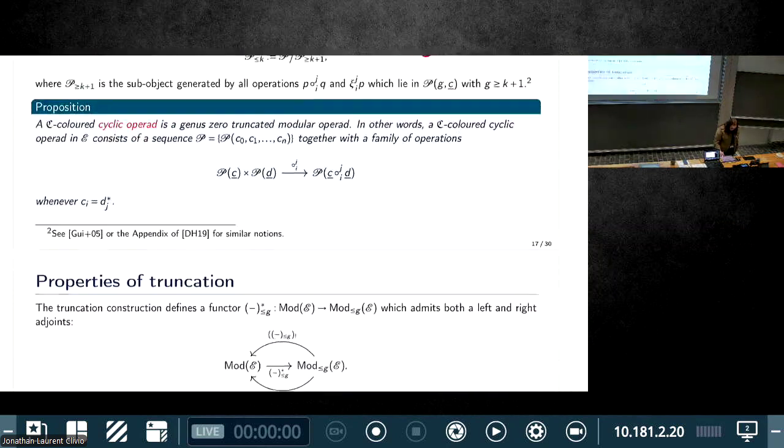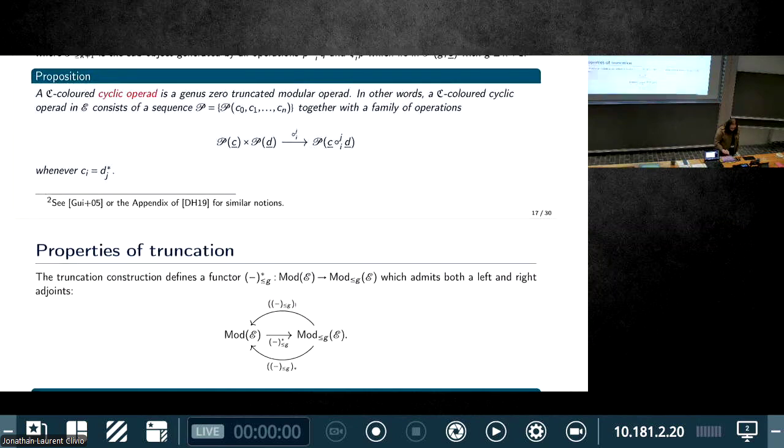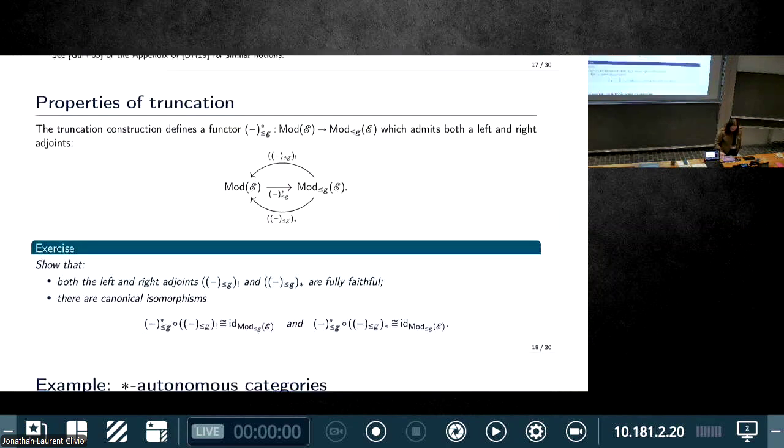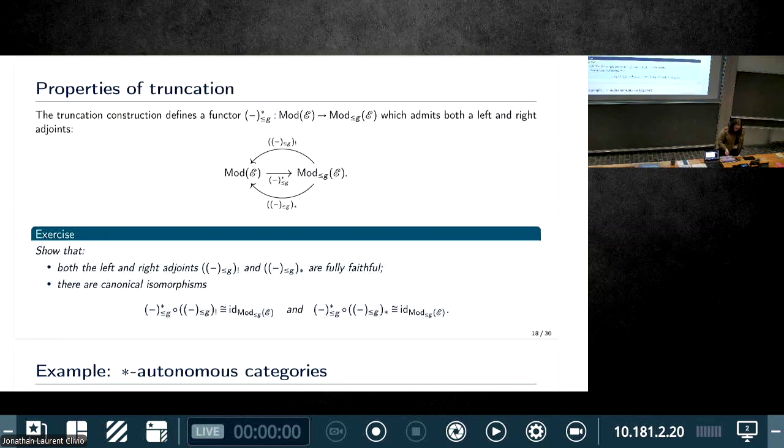Now, I will say that without the genus grading, I don't really know how to prove this. It's often said just in general for graphs, but I don't really know how to do it. But let me just give you some properties of truncation. In fact, in any of these cases, I can define a functor from modular operads in general down to genus G truncated, sorry, killed off operations for any G or K. And this has both a left and a right adjoint.